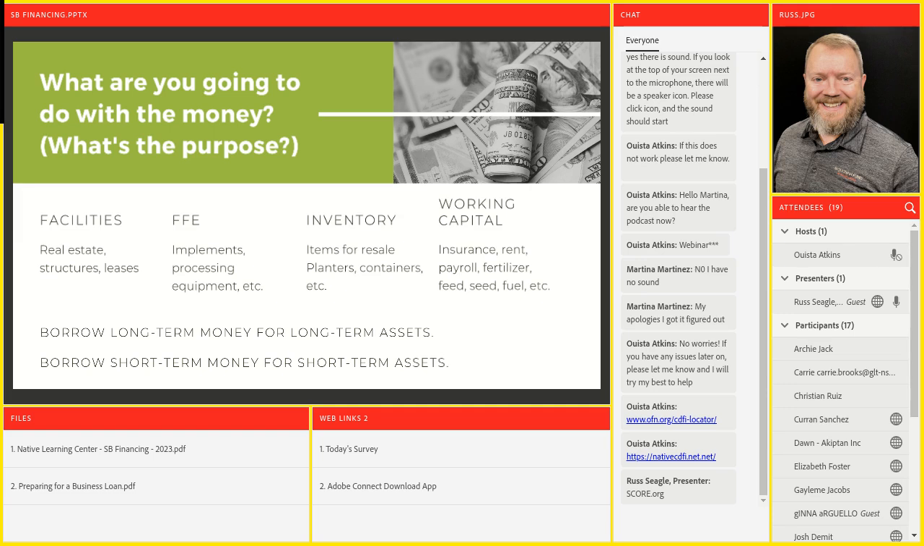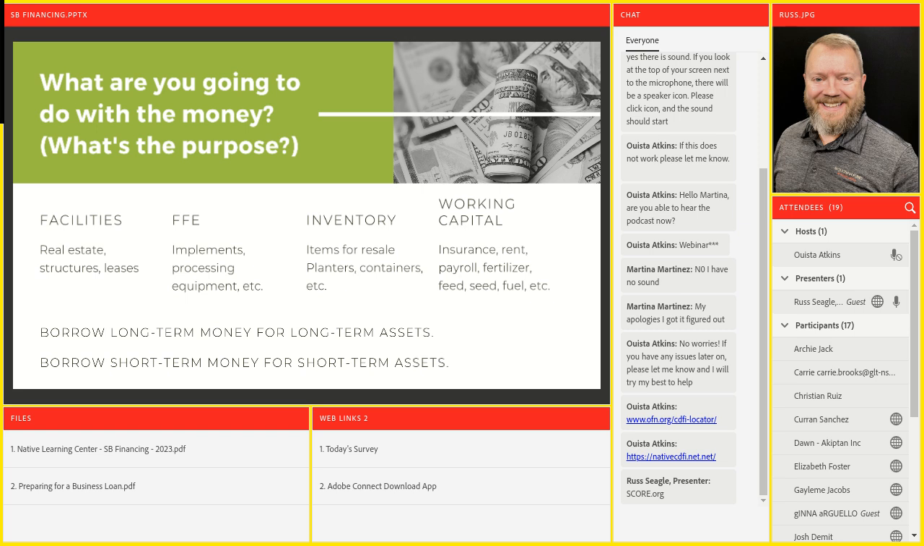We also have to know, what are you going to do with the money? You can spend that money on facilities, real estate, structures, put up a new warehouse, or sign a lease. FFE, remember, FFA was friends, family, and acquaintances. This is furniture, fixtures, and equipment. We call it FFE for short. This is the stuff that makes you make money. It's your tools. It gives you the ability to make money.